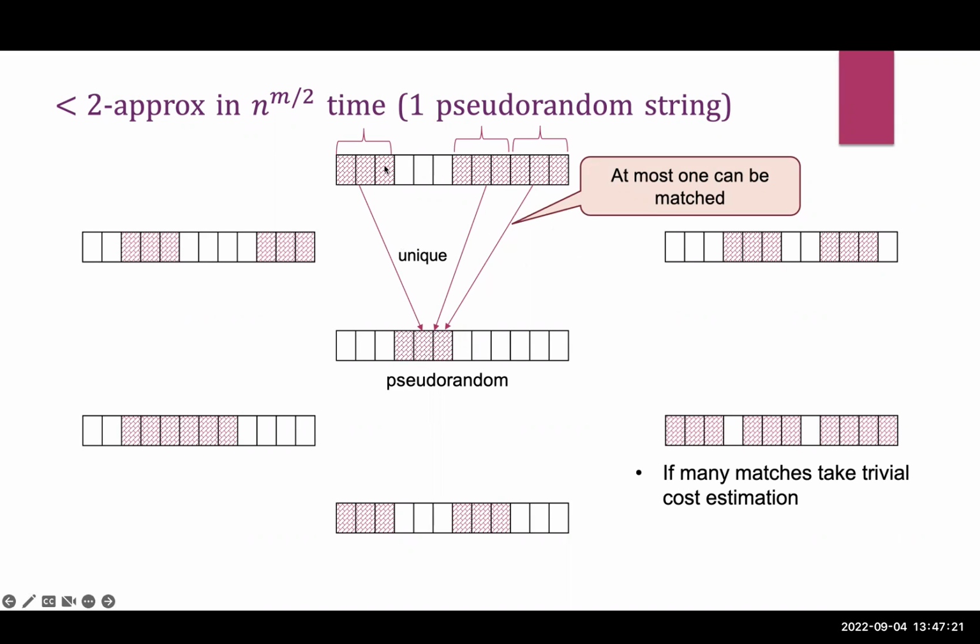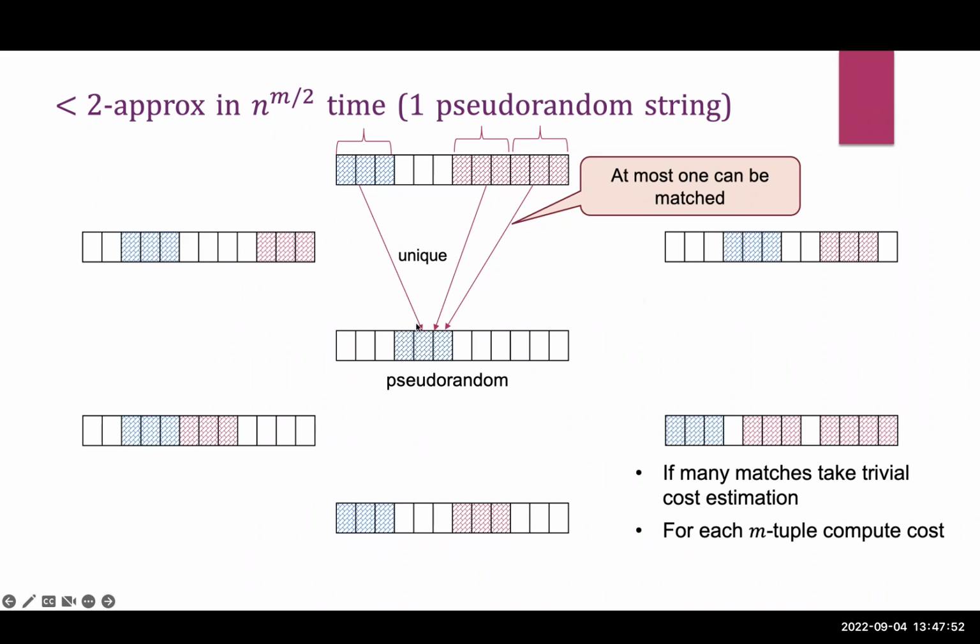So in that case, even for the small cost match, if we take a trivial cost estimation, we still stay within our guaranteed approximation. That is why, if there are many matches in the adversarial string for the pseudorandom string, we just take a trivial cost estimation even for the low cost match. Otherwise, if there are fewer matches in the adversarial string, it can be more than one, but fewer, then we enumerate all possible m tuples.